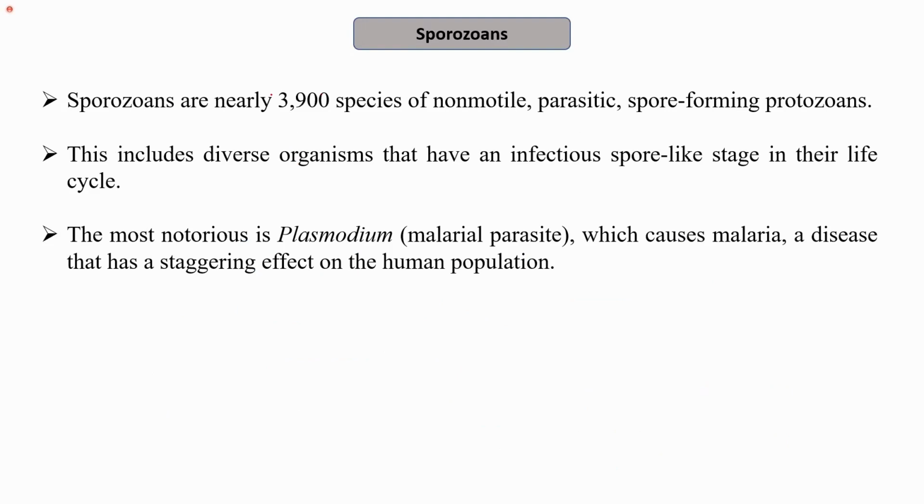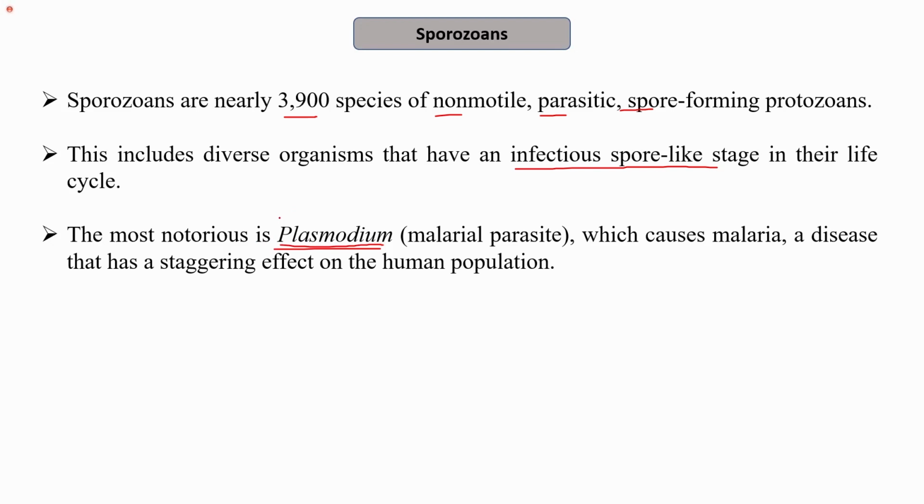The last type of protozoan that is described is sporozoans. Sporozoans are nearly 3,900 species. They are non-motile, they are parasitic, they are spore-forming protozoans. They include organisms that have infectious spore-like stages in their life cycle. A very important example is Plasmodium.